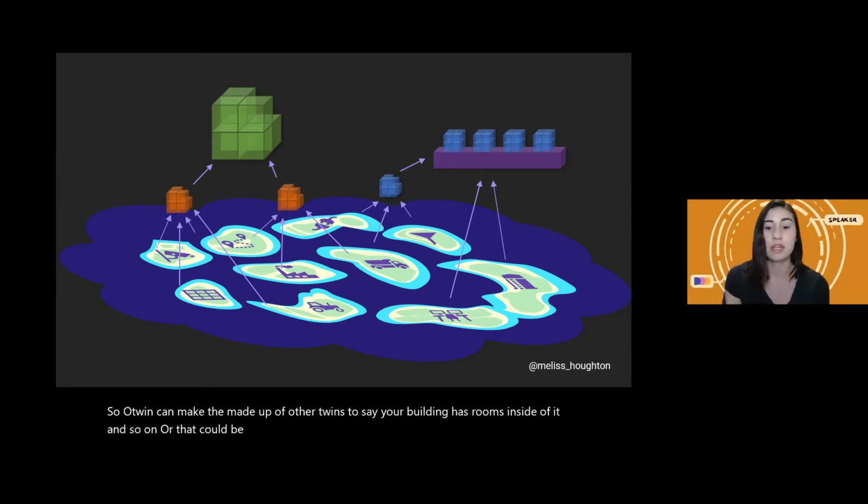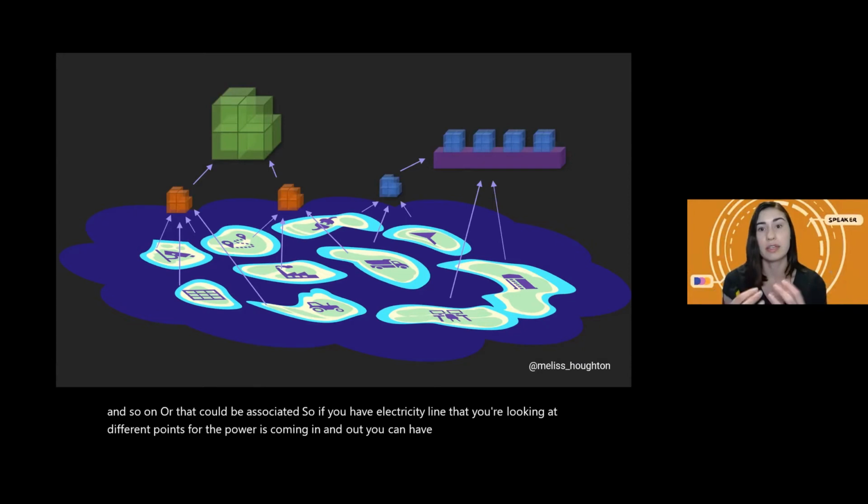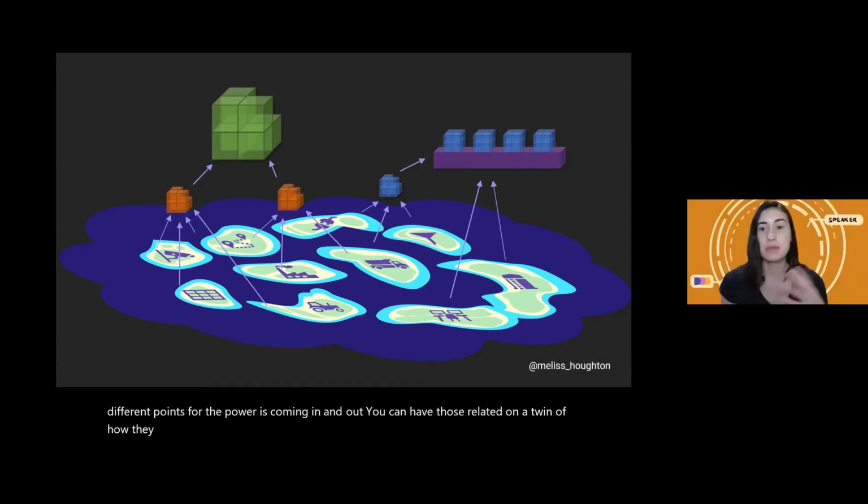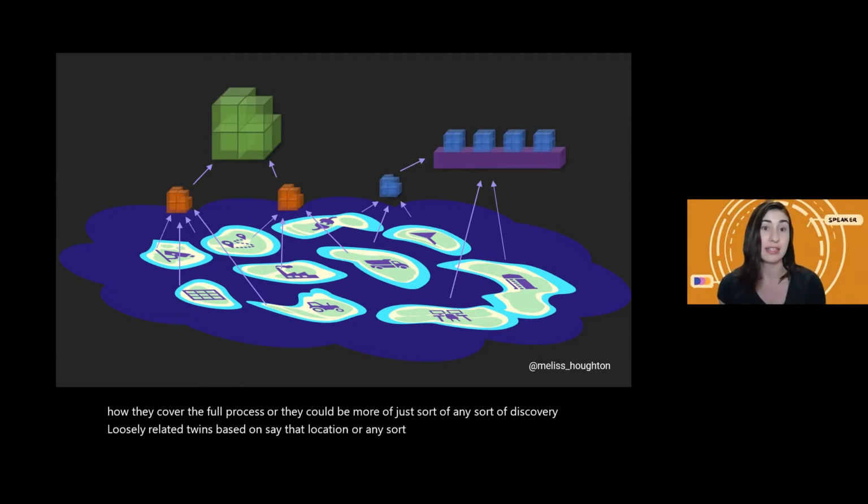So if you have an electricity line that you're looking at, different points where the power is coming in and out, you can have those related on a twin of how they cover the full process. Or they could be more of just any sort of discovery, loosely related twins based on, say, the location or any sort of context that really makes sense to your business.